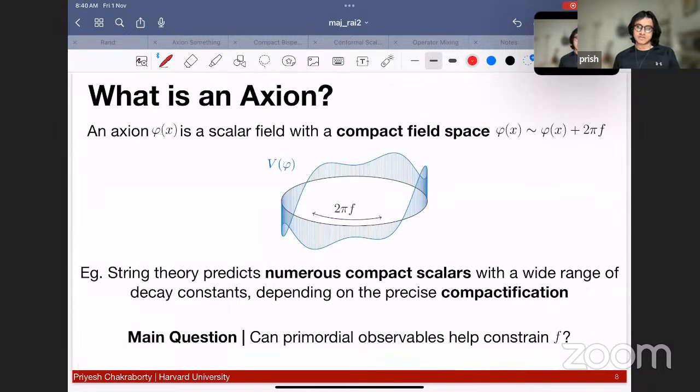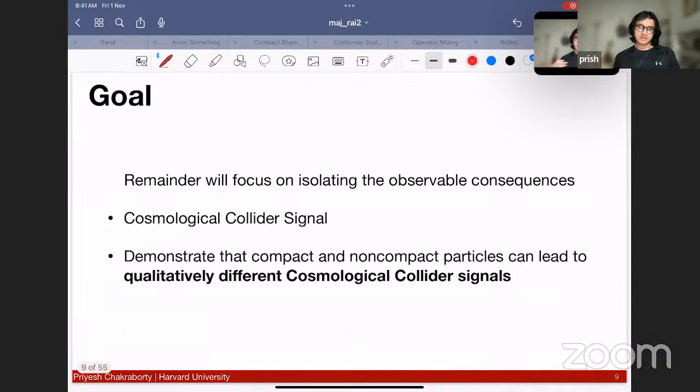So this will be the main question. Can any primordial observables, by primordial I specifically mean inflationary observables, help us to constrain F? This is the question we'll be carrying with us. And my goal for the rest of the talk will be isolating whether this will be telling. Well, the answer is positive, but we'll be addressing how it shows up in the so-called cosmological collider signal. I'll explain what that means in case you are not familiar with this.